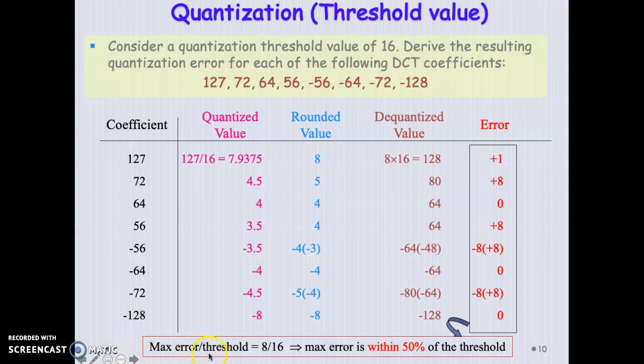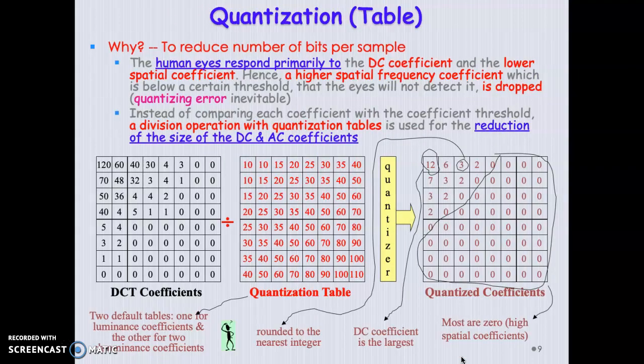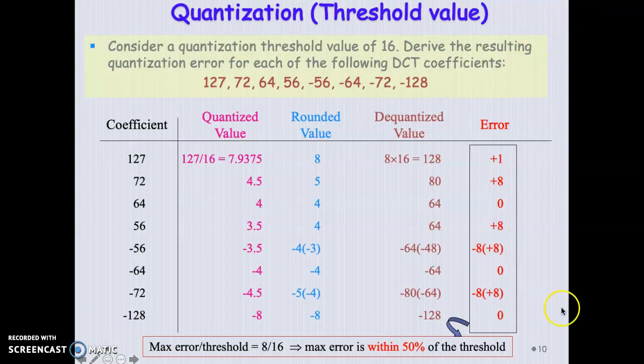So the max error is 8 divided by 16 of the threshold. So you will get the max error within 50% of the threshold. This is just to show you that once you do the quantization, you have to calculate the error.